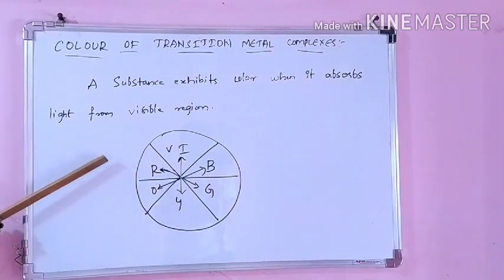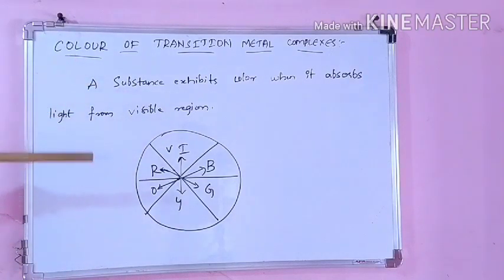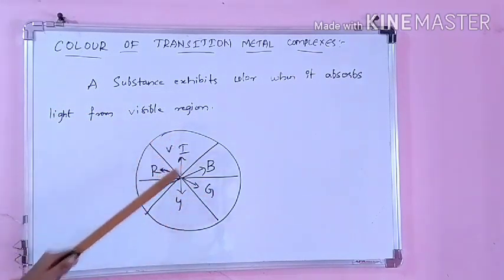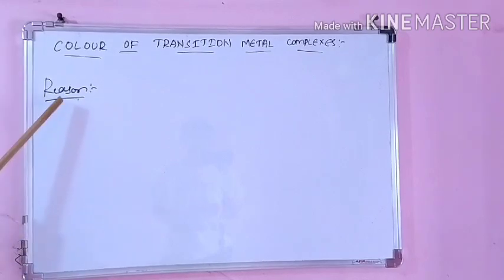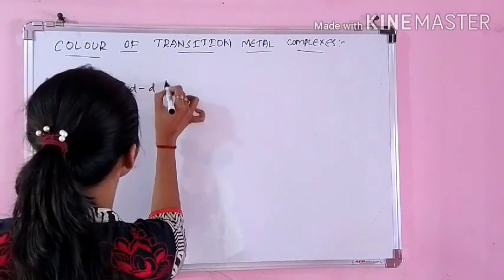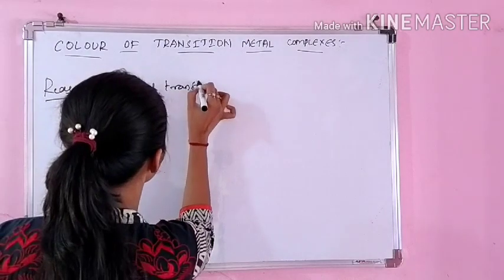Some of the photons are given back, and when it gives back, the complementary color will be there, and that will be the result. Now we will understand why you get the color, what is the phenomenon taking place. The important phenomenon that takes place is d-d transition. You have to remember this.